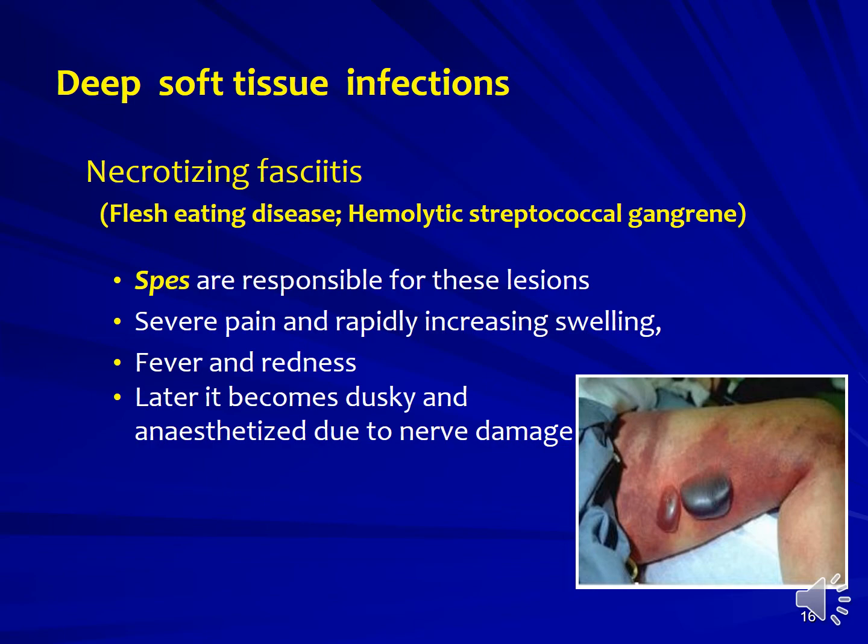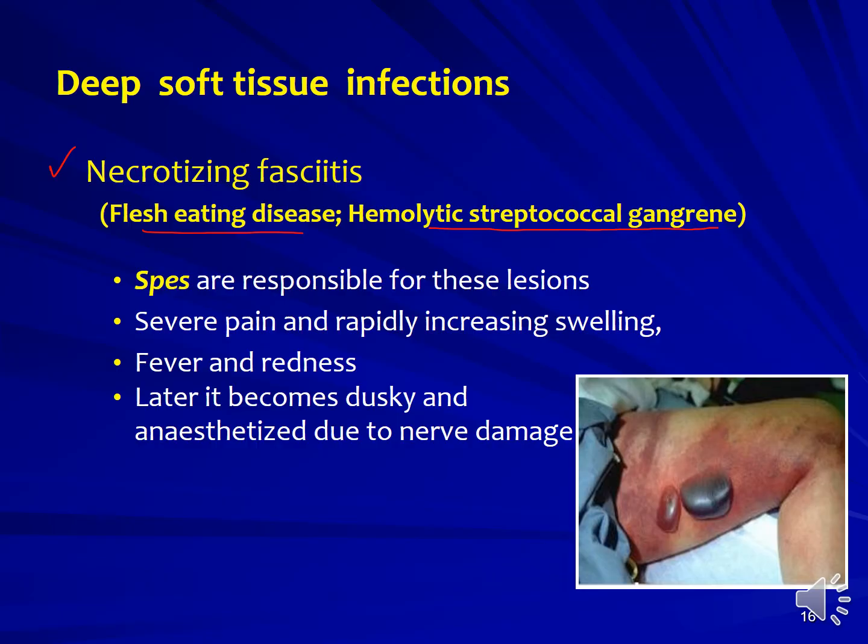And the most important deep soft tissue lesion produced by Streptococcus pyogenes is necrotizing fasciitis, otherwise known as flesh-eating disease, or hemolytic streptococcal gangrene. This is more common among people who met with road traffic accidents due to the rollover of vehicle tires on the muscle mass of the body.